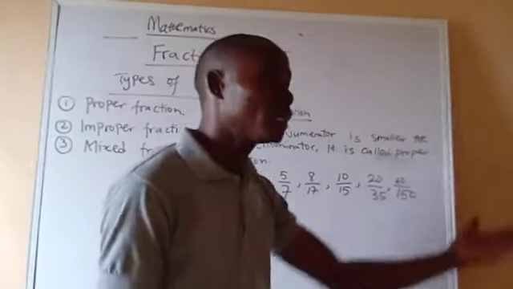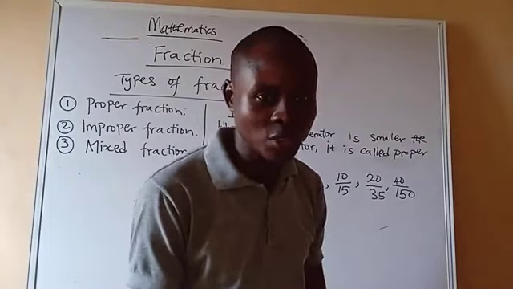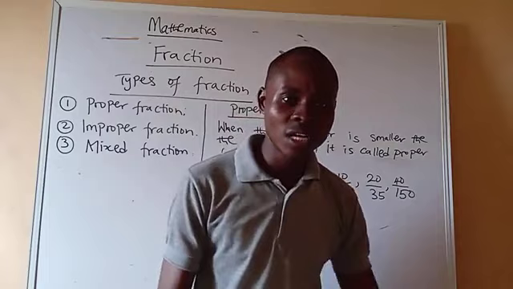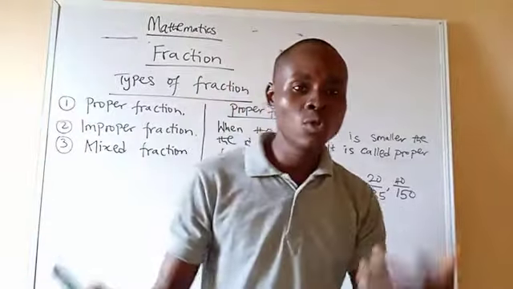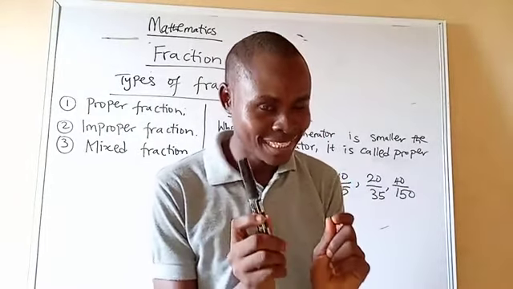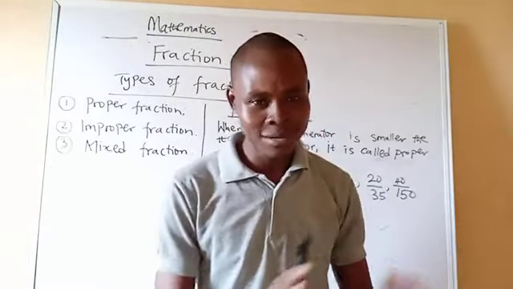If you like, say okay, 100/200 is a proper fraction. 1 million over 10 million is a proper fraction. 100 million over 200 million is a proper fraction. Now let me give you this as an example.